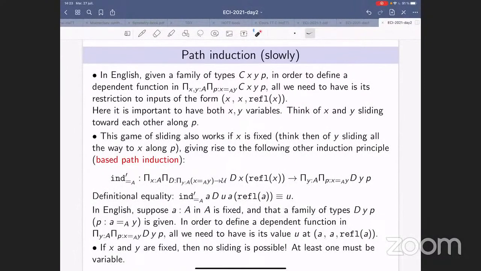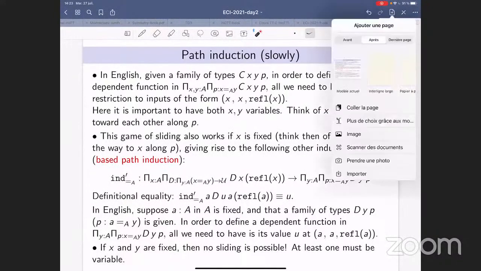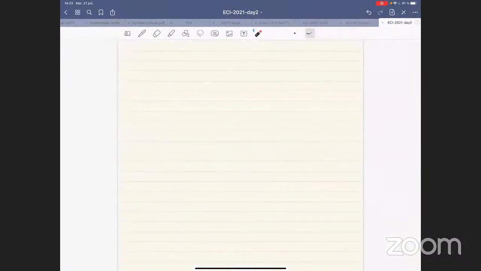Now, why should this hold? Well, maybe I try to draw this here. The idea is that it comes really from homotopy. Suppose that you have a path. Suppose you have a path like this, from some point here to some other point. What you can do with this path, you can deform it.